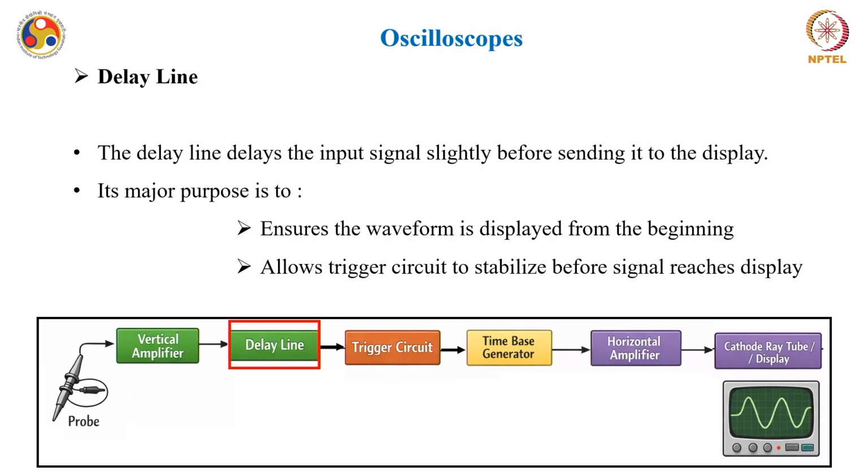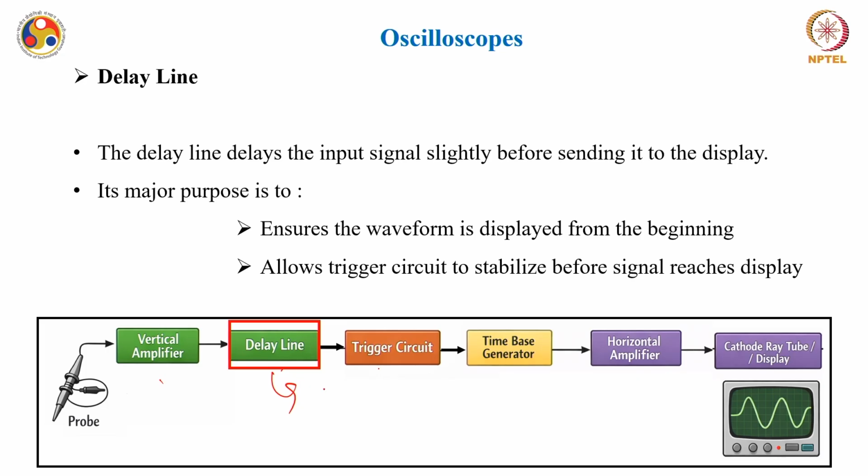After this vertical amplifier, you have a delay line. The use of this delay line is in delaying the input signal slightly before it is sent to the trigger circuit and then to the display. Its major purpose is to ensure the waveform is displayed from the beginning, and it allows the trigger circuit to stabilize before the signal reaches the display.